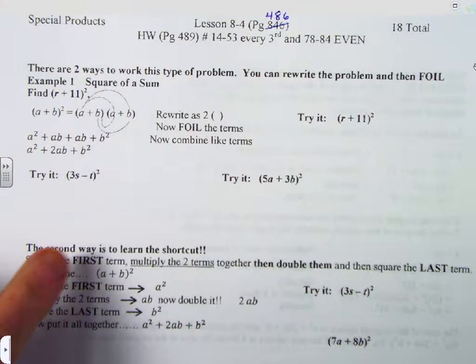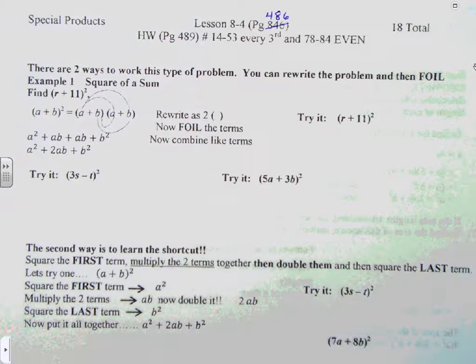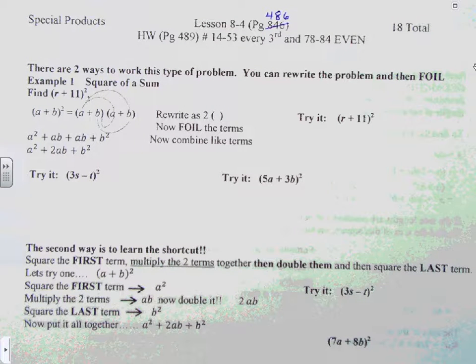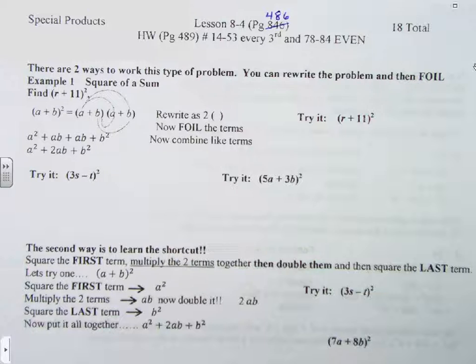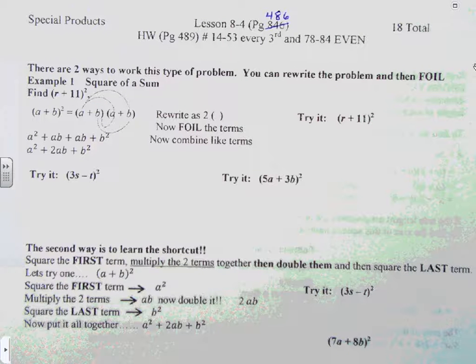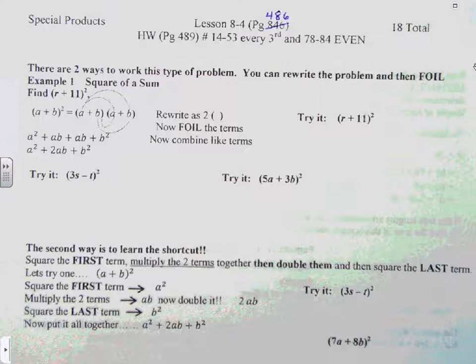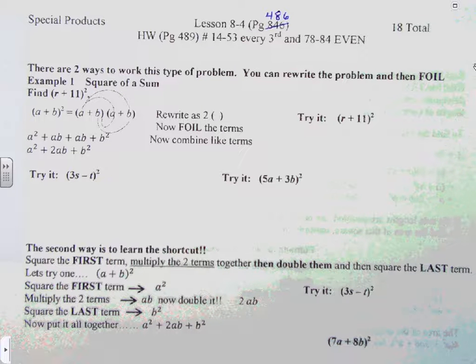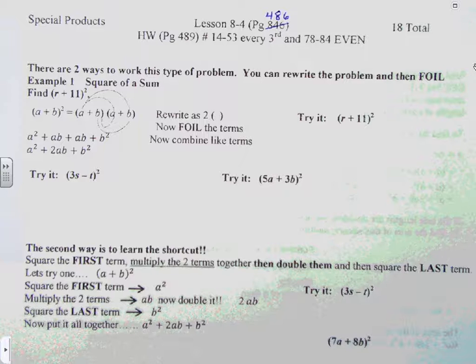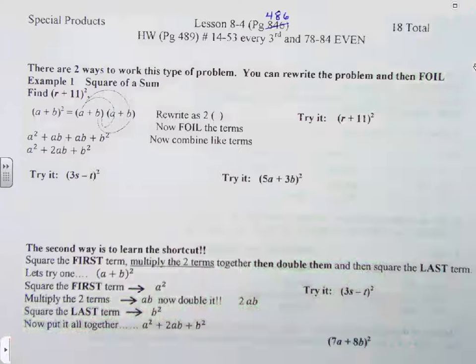So here we go. There's basically two ways to work something that's a special problem. We have some special problems we're going to deal with today. You can rewrite the problem and then FOIL it, just like we did last week: first, outer, inner, last, or just the distributive property twice. But this shortcut works only on very specific types of problems, and they call those special products. That's what we're dealing with today.